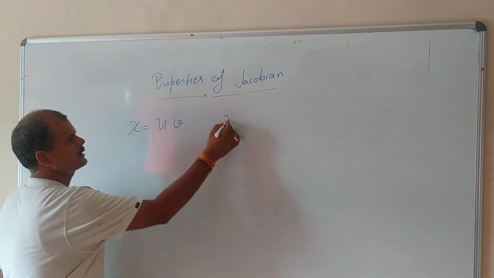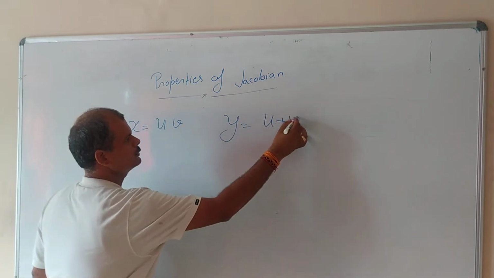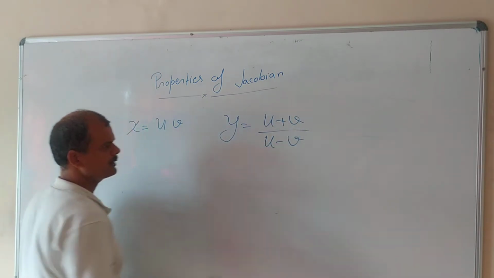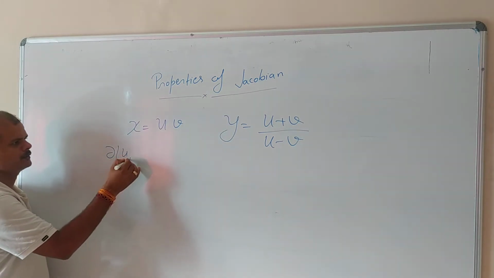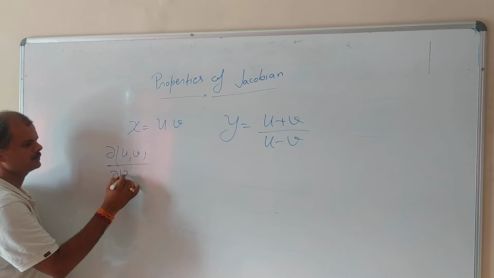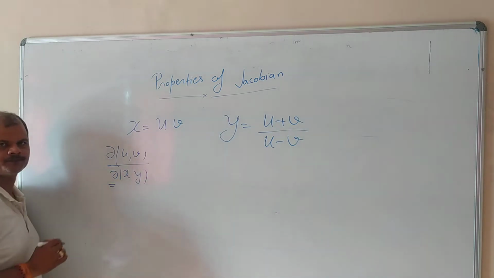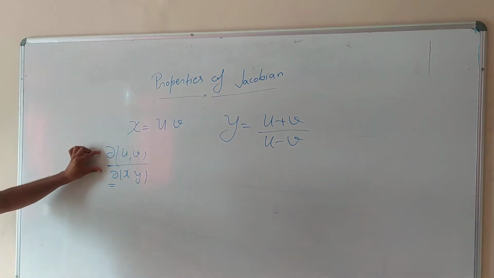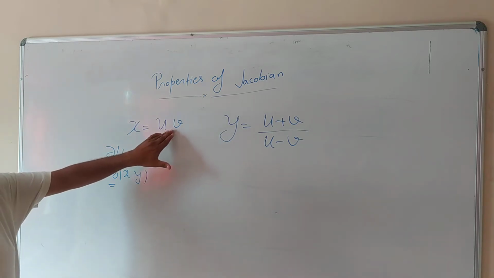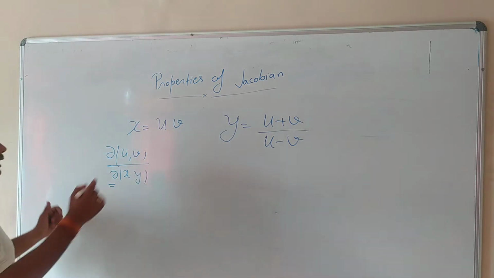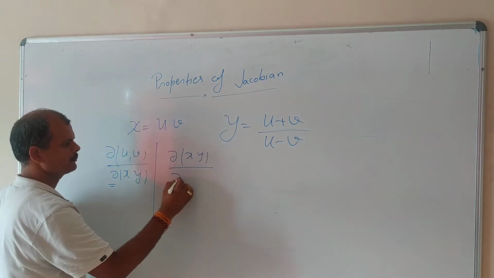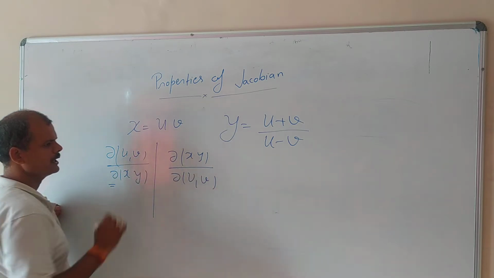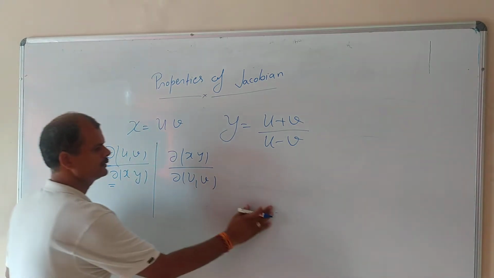Suppose x equals u v and y equals (u plus v) by (u minus v). So the question is, find the Jacobian of u comma v with respect to x comma y. Fine. So what we do, one way, as I told you, is to find u and v as functions of x, y, or better, we'll find the Jacobian of x, y with respect to u comma v, and we can use the property of Jacobian.